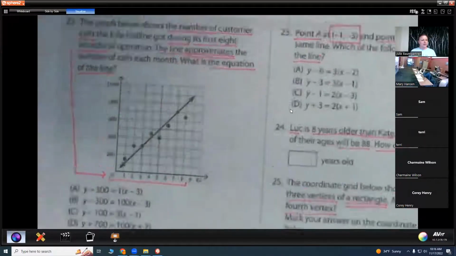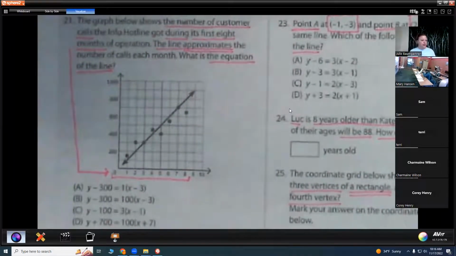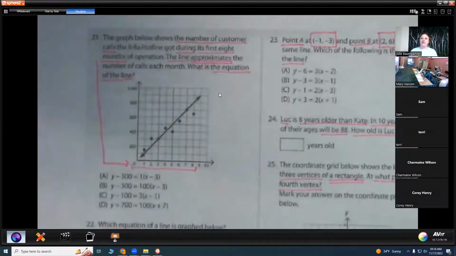And actually, you're doing a little bit of this. All right, let's start by looking at number 21. And like I said, I'm sorry that I not only copied poorly, but yeah.